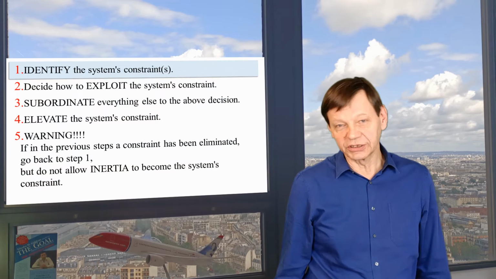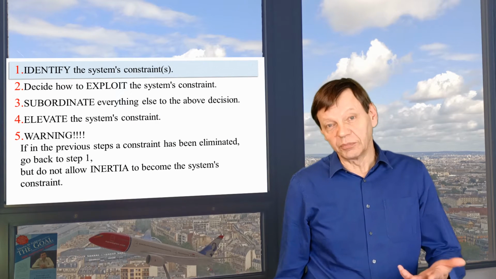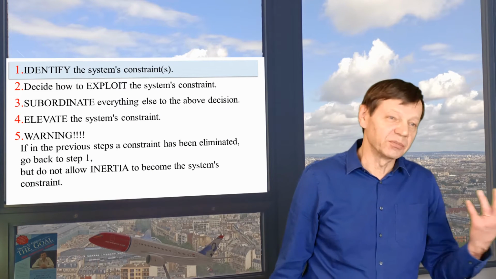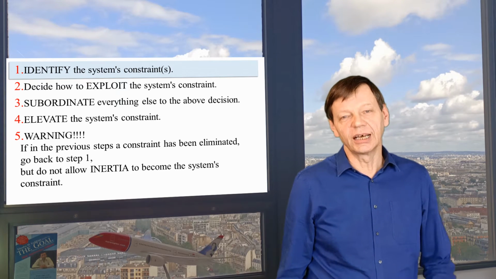The continuous improvement process of the theory of constraints is the iterative 5 focusing steps. Step 1 is to identify the constraint. In project environments, it's quite difficult. In production environments, it's quite easy. But obviously, it's the first step, because otherwise you're not going to be able to apply the theory of constraints.